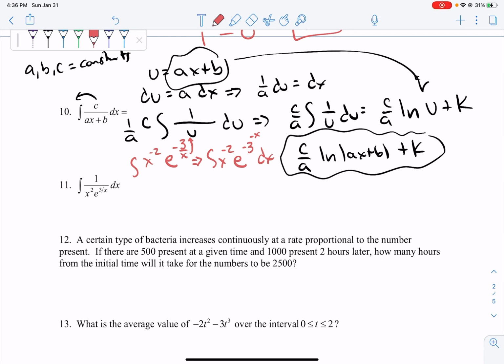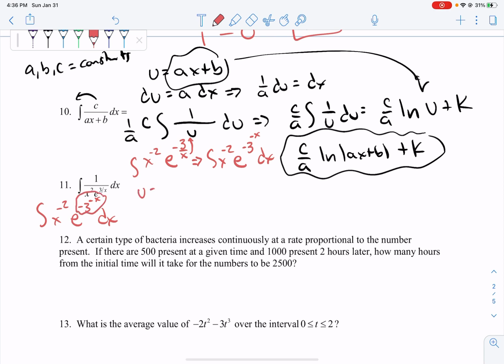I don't know about you, but that looks like a great big ugly mess. So I'm going to move it down here. I'm taking the integral of x to the negative 2, e to the negative 3 to the negative x dx. Now, I don't know any shortcuts for this one. So let's just try a u substitution, and let's let u equal this whole thing right here.